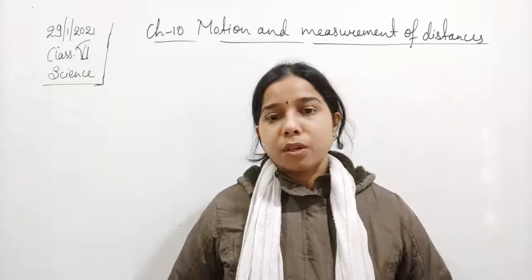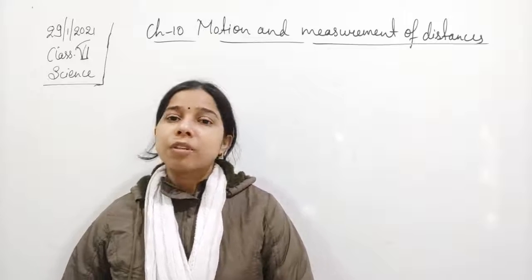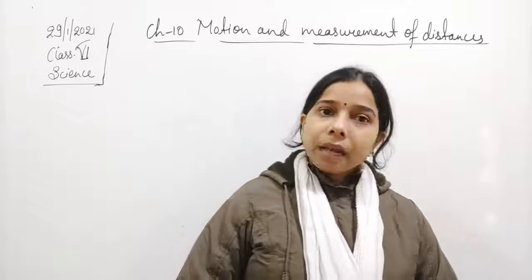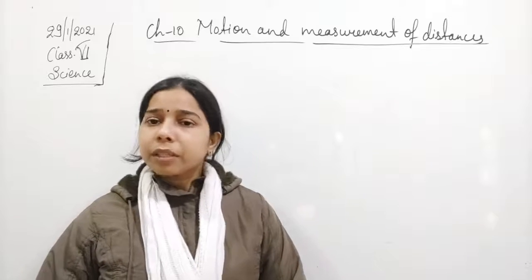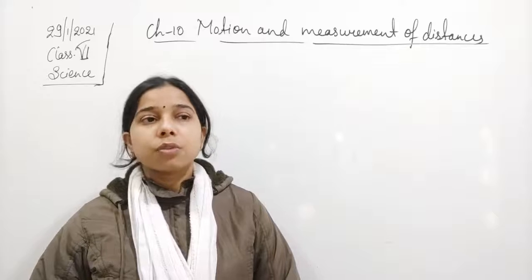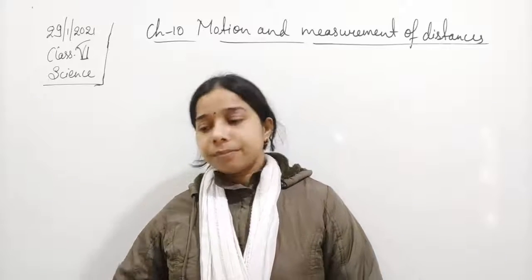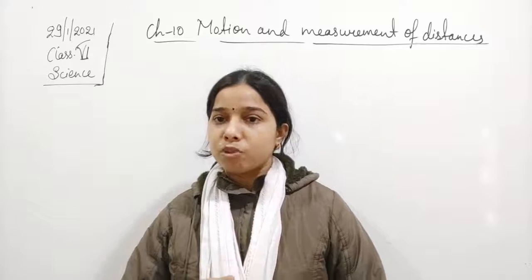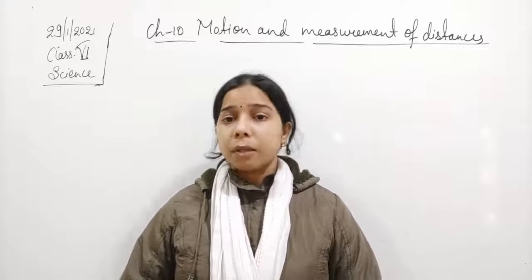Hello students. In the previous class in this chapter, that is motion and measurement of distances, we had already discussed the types of motion. What are the different types of motions, students? There is rectilinear motion, circular motion, periodic motion, and rotational motion. We have seen all the different kinds of motion with the help of examples.